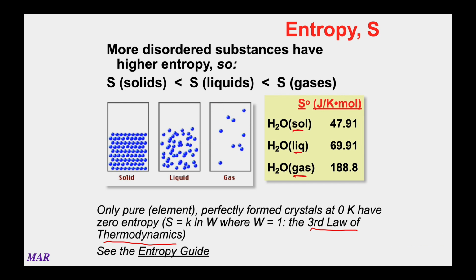So basically, the third law says that all substances will have an entropy greater than 0. And you can see there that solids are closer to 0 than liquids. Liquids are higher, gases are higher. So the individual entropies of substances will always be positive numbers, and that'll be important coming up. There is an entropy guide if you're curious about what's going on here.